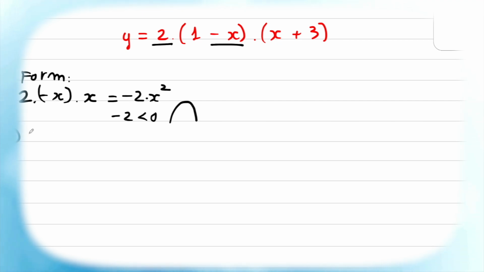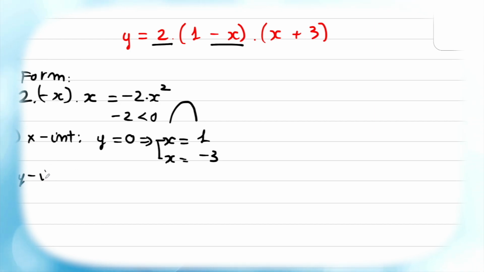And about the 2, you got here is the x-intercept. For the x-intercept, you got y equal to 0. So x equal to 1 and x equal to -3. One more step, x equal to 0 to determine the y-intercept. For the y-intercept, here is 2, this one is 1, and this one is 3, equal to 6. Okay, so we got the y-intercept of 6.